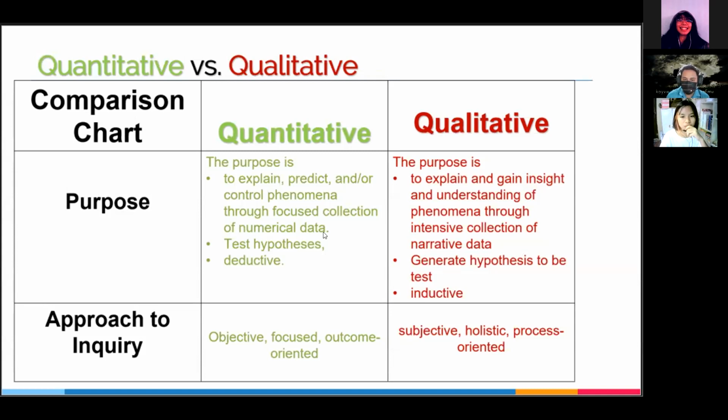Kapag sinabi natin quantitative, okay, it tests hypothesis. Tinetest nila yung hypothesis, meaning there is present no hypothesis na, and then you're going to test that. And the qualitative naman, upon having your study, you can generate a hypothesis at the end of your study. Okay, so quantitative is deductive, and qualitative is inductive. So when we say inductive, it is general to specific. Deductive is specific to general.